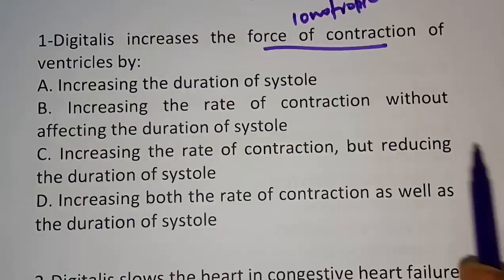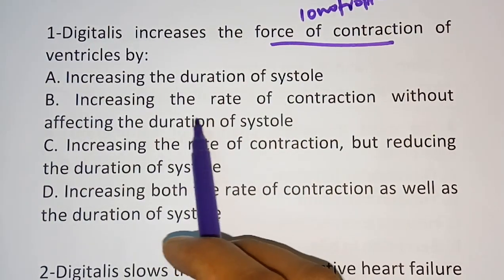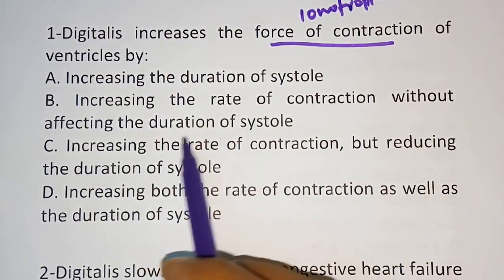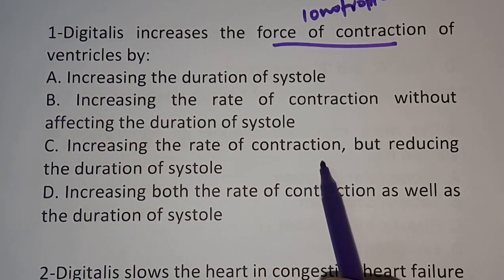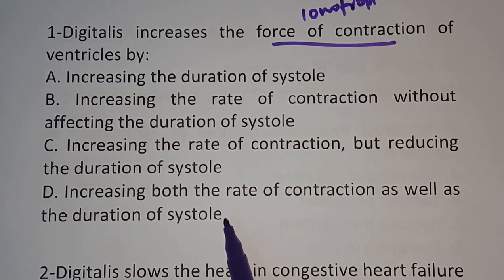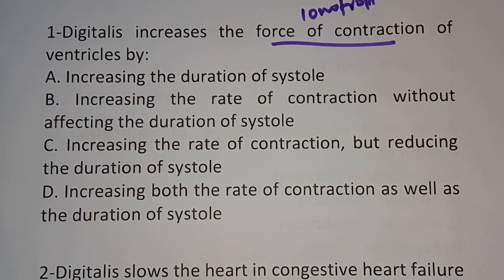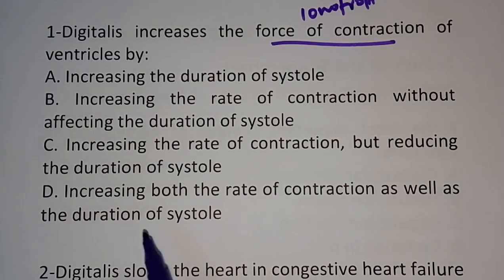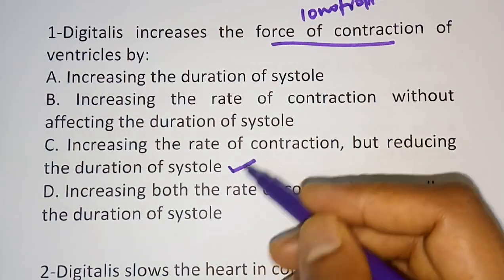by option A, increasing the duration of systole, option B, increasing the rate of contraction without affecting the duration of systole, option C, increasing the rate of contraction but reducing the duration of systole, option D, increasing both rate of contraction as well as duration of systole. We have noted this, Digitalis normally reduces the duration of systole and it will increase the rate of contraction. The correct answer for this question is option C.